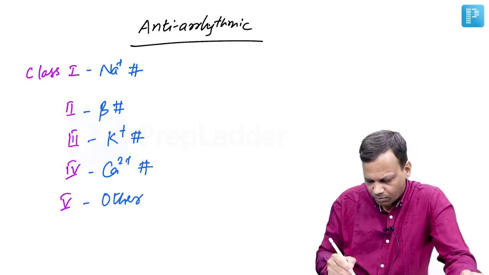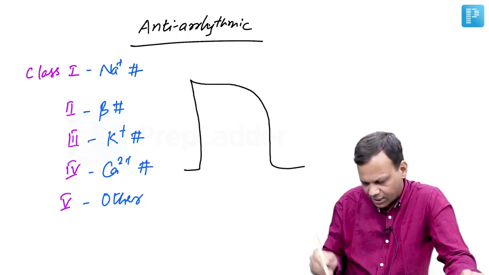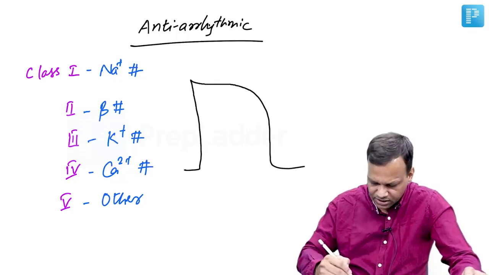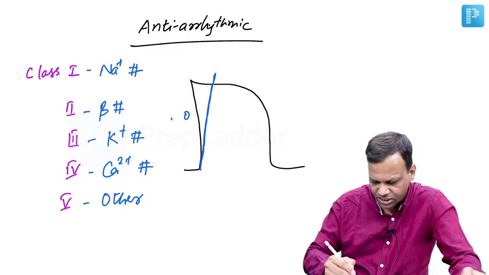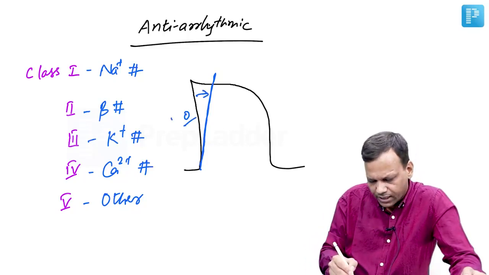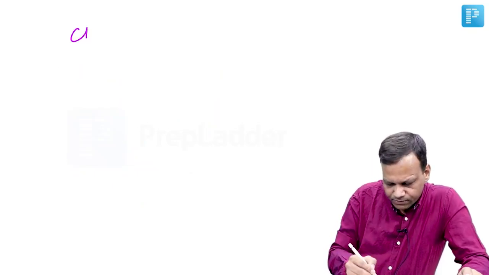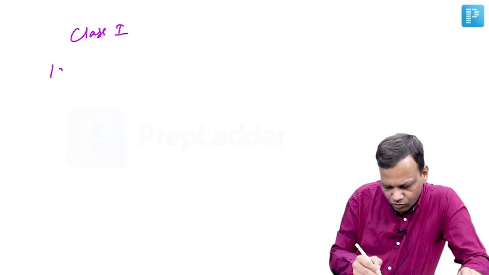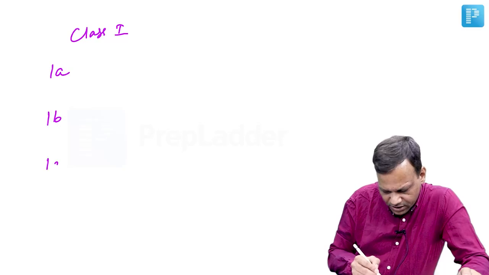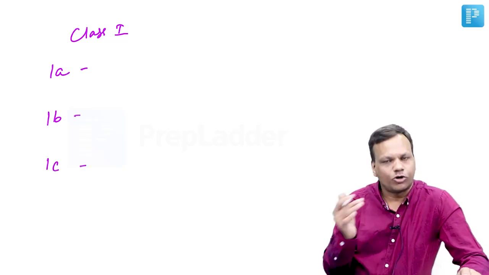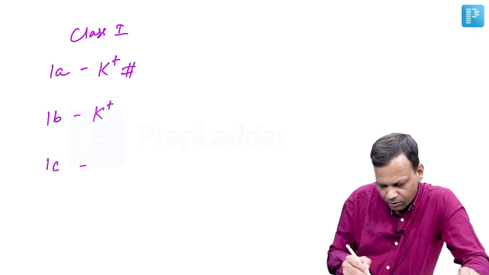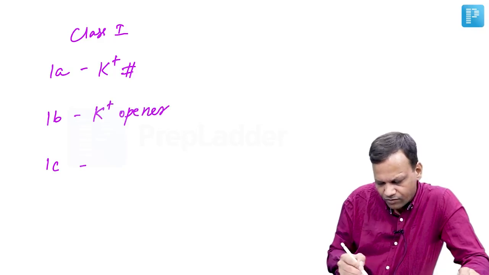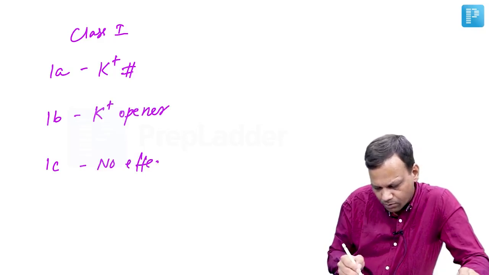If we see, this is the normal action potential. Class 1 drugs decrease the slope of phase 0. This is phase 0 of the action potential. So the mechanism of all the class 1 drugs is a decrease in slope of phase 0. Now class 1 drugs are further divided into 1A, 1B and 1C based on what they do to potassium. 1A are potassium blockers, 1B are potassium openers, and 1C have no effect on potassium. Remember, all are sodium blockers.